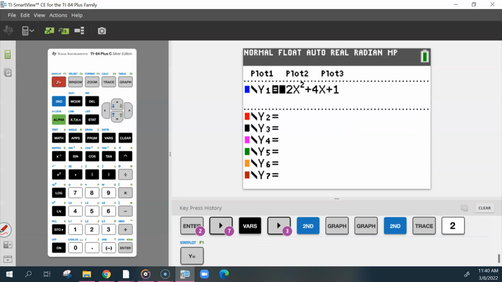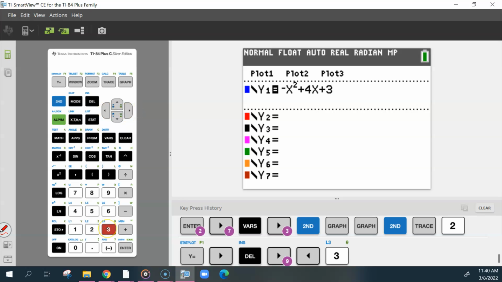We go back and change this equation to negative x squared plus 4x plus 3. I'm just going to change this instead of clearing it out, but you can clear it out too. So delete that. 4x plus 3. Go to your graph.